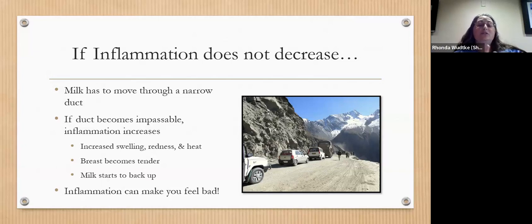Okay. And so we have this increased swelling, we have redness and heat, we have tenderness, and that milk starts to back up. And our patients may start to feel a little yucky. Okay, and they feel bad. And so in this picture here, we have the mountain spectators, we have people walking, and we have a more narrow road. And in order to safely navigate through this area, they're going to have to slow down. Traffic is going to have to slow down and go single file. Instead of having our 5-lane highway where we have lots of room to move around, now we have this very narrow space that requires this. We're not to the point of infection quite yet.